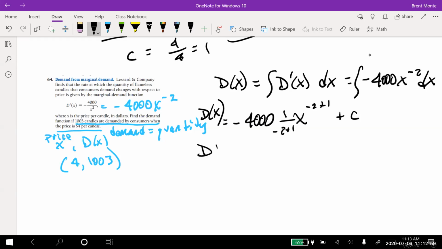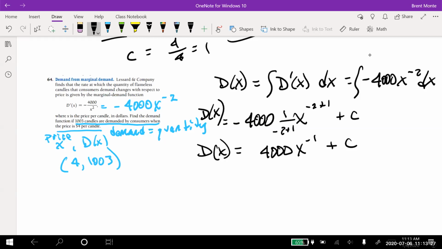And so I get my demand function d of x is, now I've got this negative 4,000. On the bottom, I've got a negative 1. So the negative 4,000 divided by negative 1 is positive 4,000 x to the negative 1 plus c. And let's make sure that's right, because if I take the derivative, I get negative 4,000 x to the negative 2. Yeah, that's what I had as my derivative. So I'm in good shape.